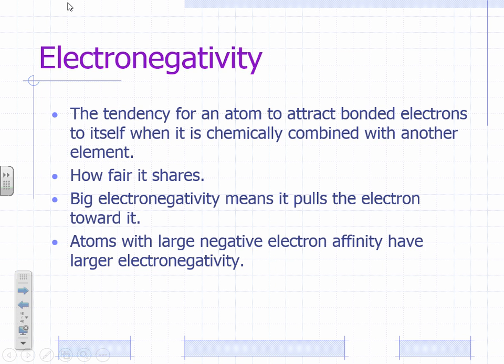But in a nutshell, electronegativity is the tendency for an atom to attract electrons. Now those electrons specifically are electrons that are involved in bonding. So we can only really discuss electronegativity within the context of electrons that are involved in bonding.